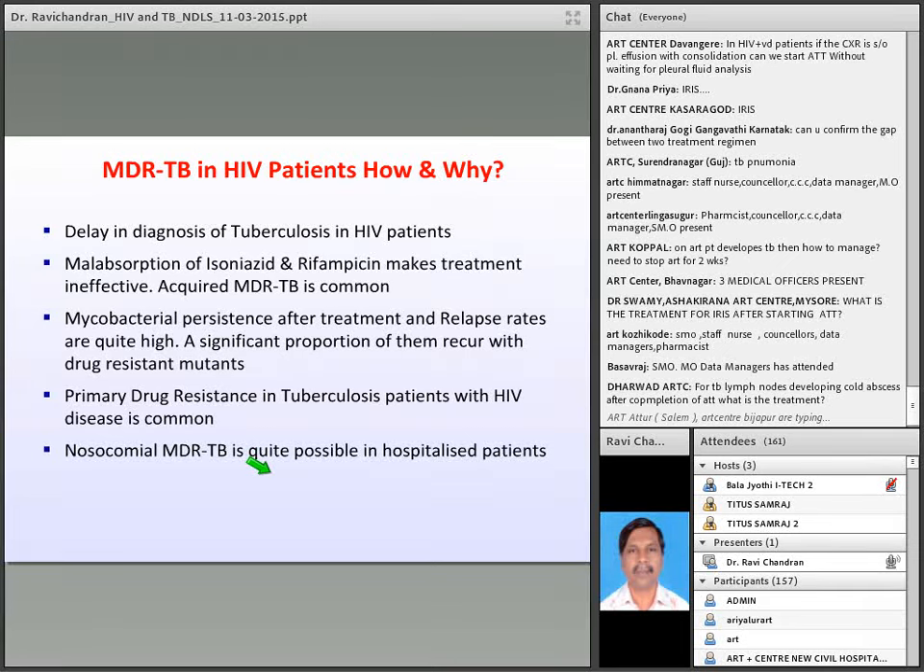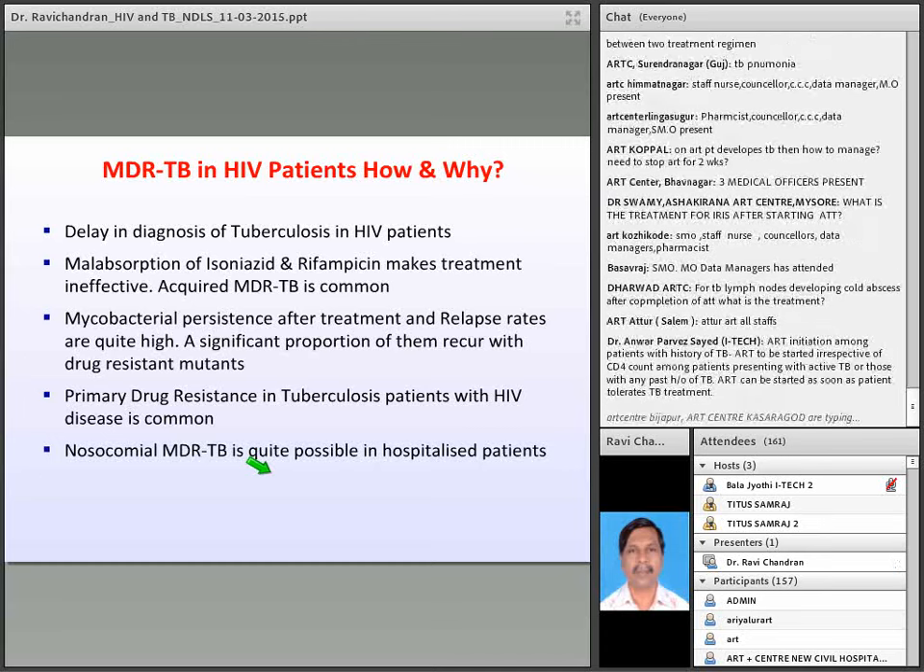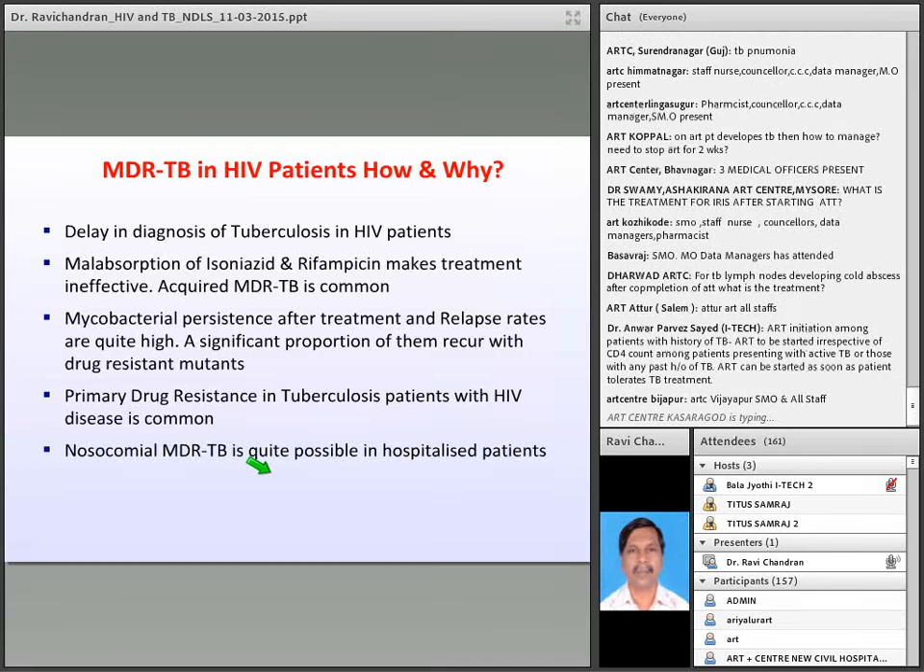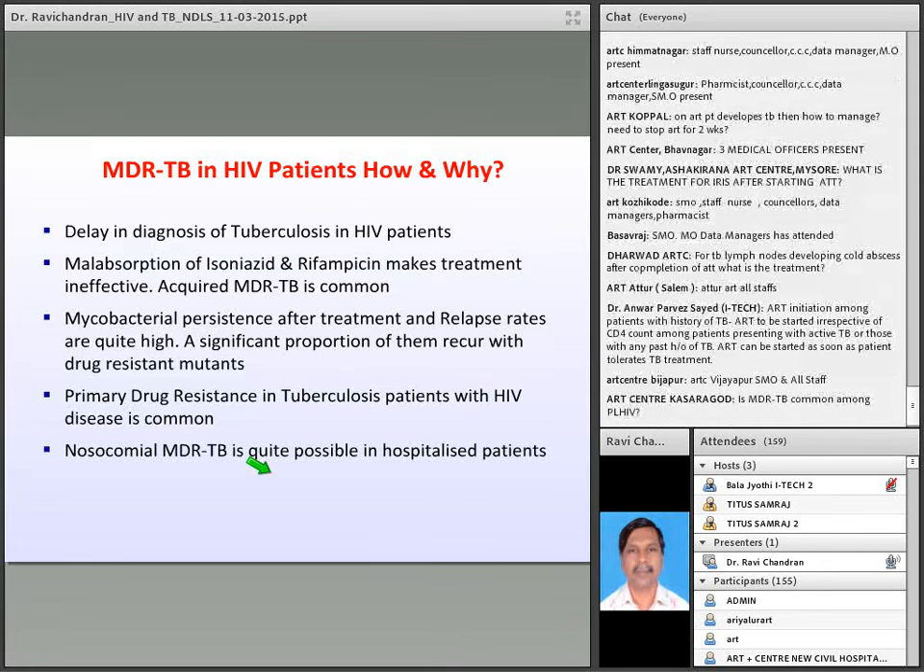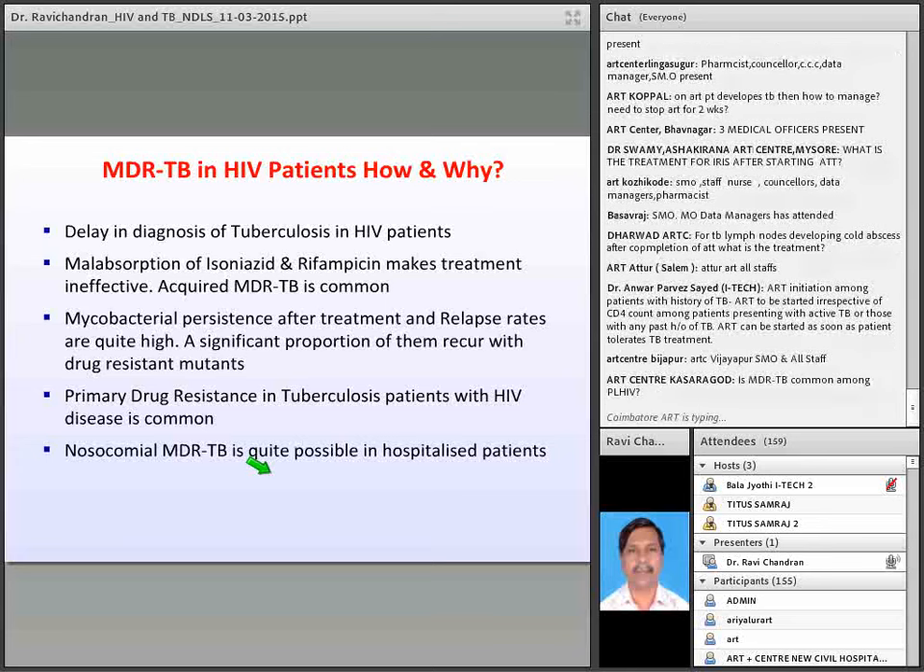Delay in the diagnosis of tuberculosis in HIV patients is not uncommon, and drugs like isoniazid and rifamycin may not be absorbed enough, and it makes the treatment ineffective, leading to acquired MDR TB. Mycobacterial persistence after treatment and relapse rates are quite high. A significant proportion of them recur with the drug-resistant mutants. Primary drug resistance in tuberculosis patients with HIV disease is common. Nosocomial MDR TB is quite possible in hospitalized patients.